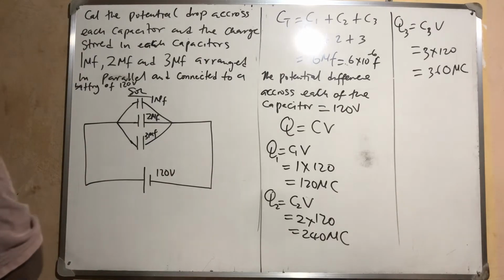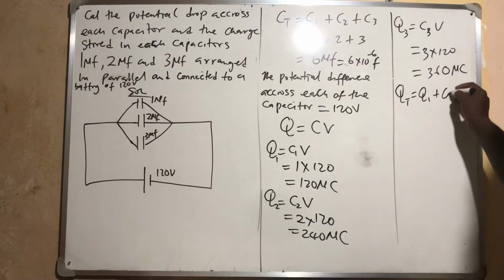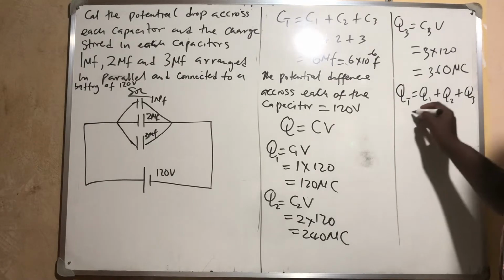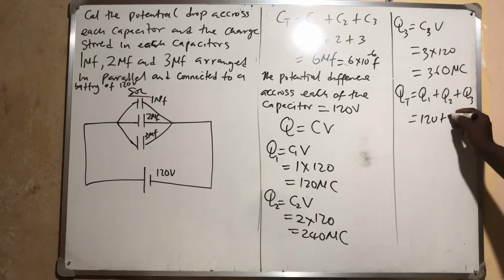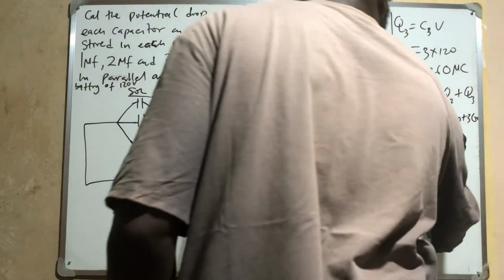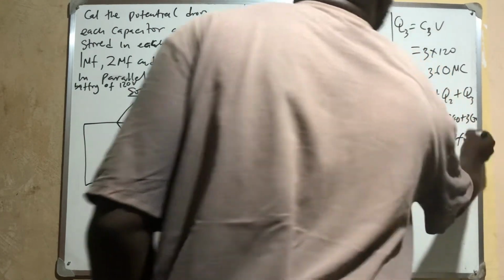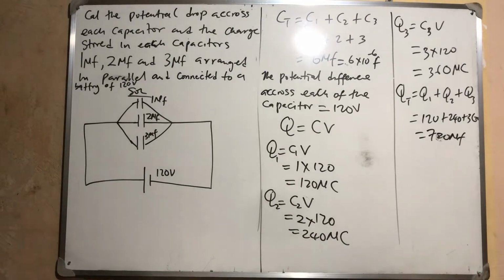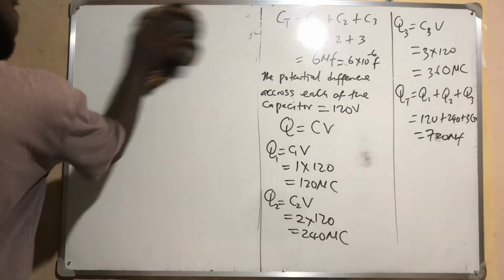So the total charge across them will now be what? If you want to get the total charge across them, Q total is Q1 plus Q2 plus Q3, which is 120 plus 240 plus 360. So what do you have? You have 720 mu farad. Okay, that is that. Very, very simple. So we move to the next one.